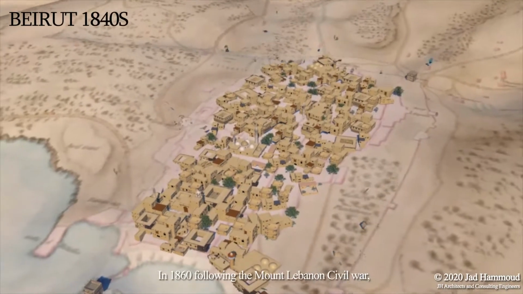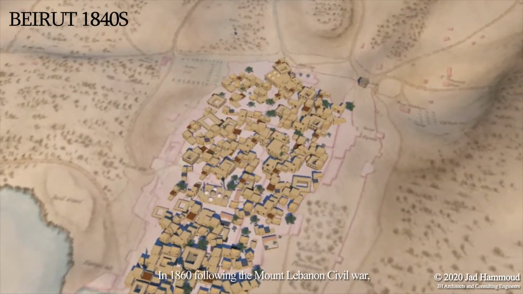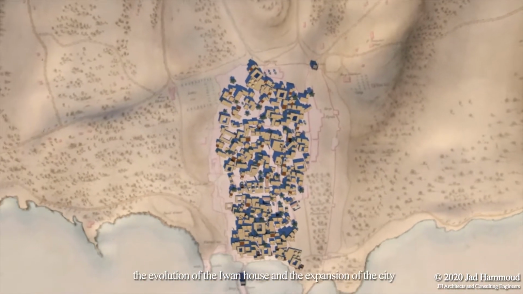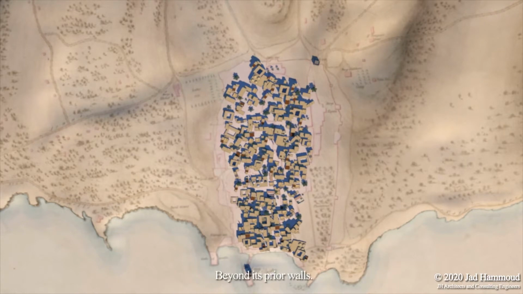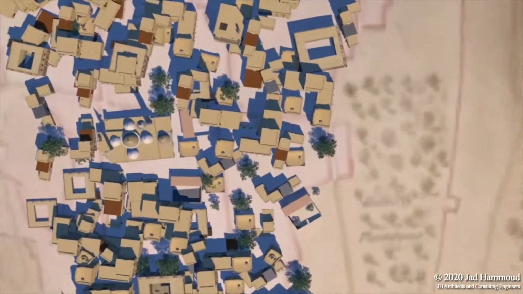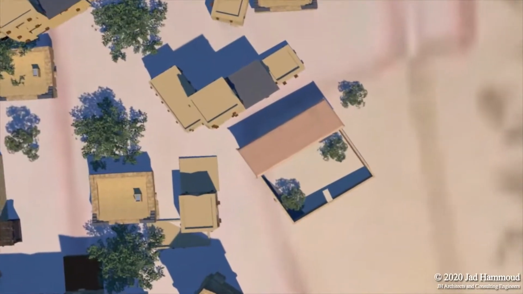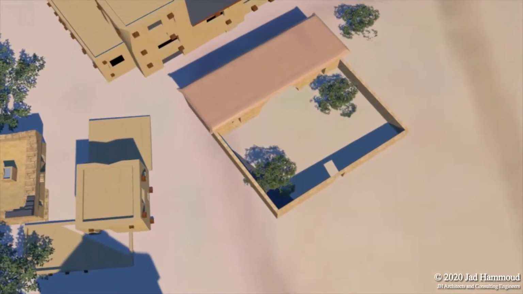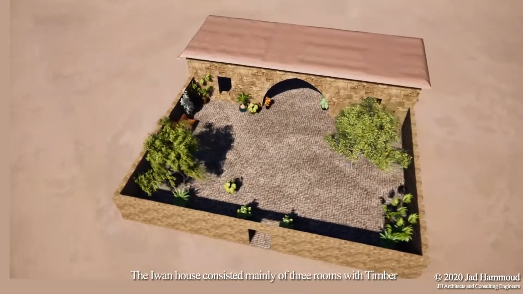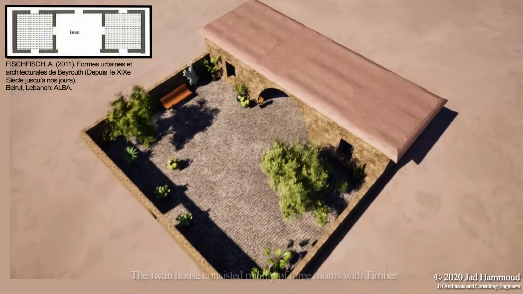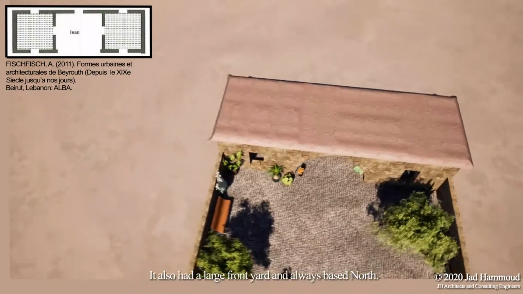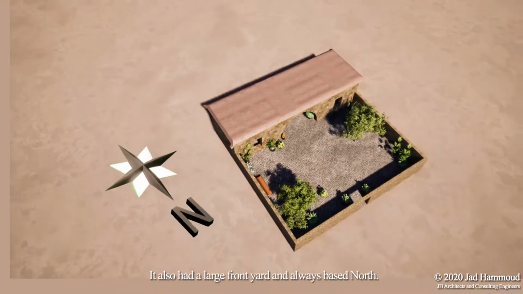In 1860, following the Mount Lebanon Civil War, the defensive walls were demolished, which led later on to the evolution of the Ewan house and expansion of the city beyond its prior walls. The Ewan house consisted mainly of 3 rooms, with timber beam ceiling structure, covered with a layer of natural clay. It also had a large front yard and always faced north.